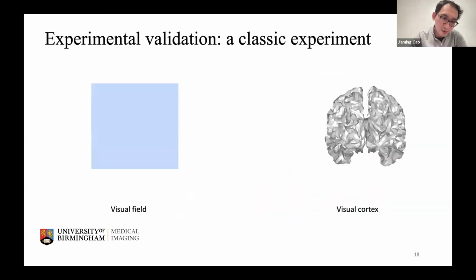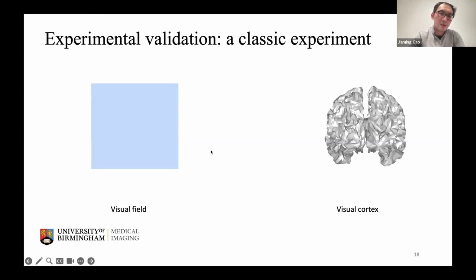And of course, now it's time to move on to an in vivo validation of this algorithm, because if you cannot validate it in realistic data, then it's still not very convincing. So here I'm using a simplified version of a very classic retinotopy experiment. Before describing the experiment, I would like to briefly introduce how the visual cortex works.